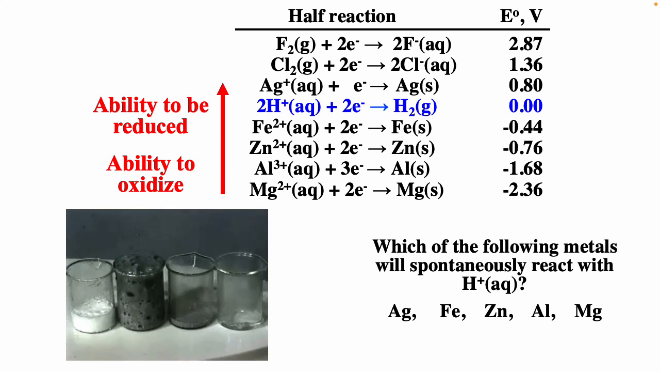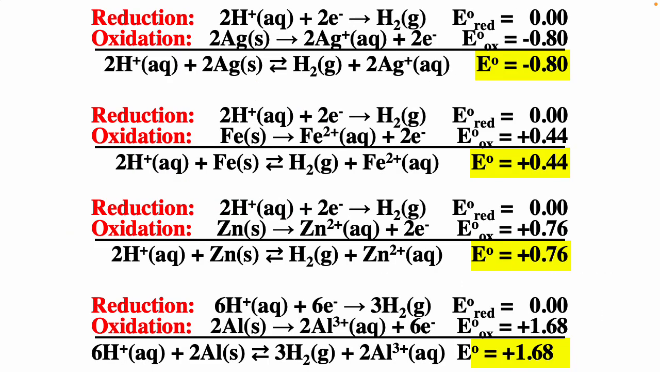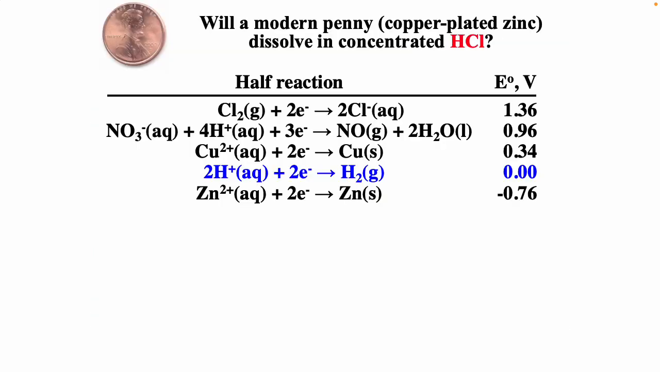And so what we should expect is that all these metals except for silver will react with hydrogen ions. And again, if we look at the potentials for those reactions, we see that the potential for the one with silver is negative, so that's a non-spontaneous reaction. For hydrogen ion plus iron, plus zinc, and plus aluminum, these are all positive potentials, and so those reactions will be spontaneous.